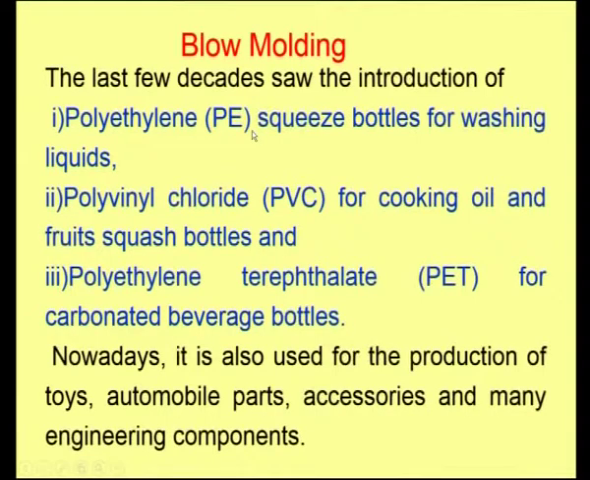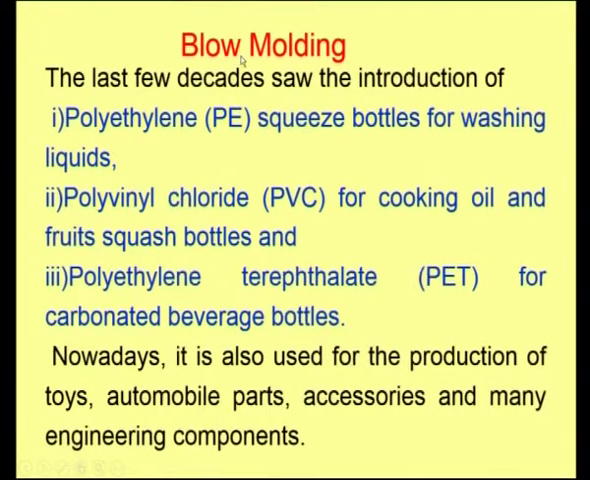Now, if you look into the last few decades, the plastic products prepared by blow molding include polyethylene squeeze bottles for washing liquids for domestic use, polyvinyl chloride bottles for cooking oil and fruit squash, and polyethylene terephthalate, that is the PET bottle. Almost everybody knows the PET bottle, which we normally use for drinking water. Not only that, carbonated beverage bottles, all these are major breakthroughs with respect to the blow molding process.